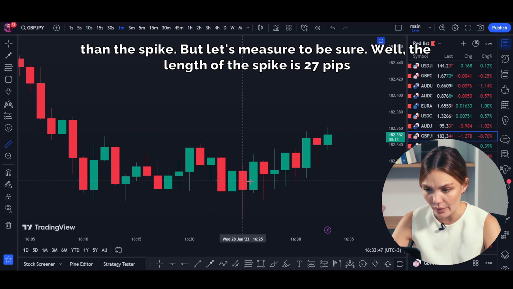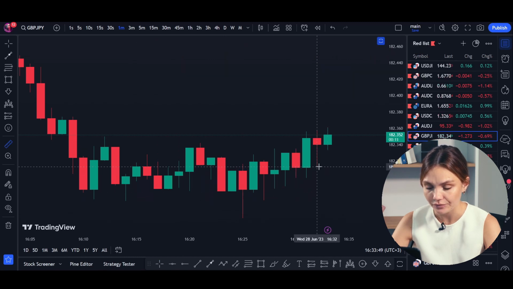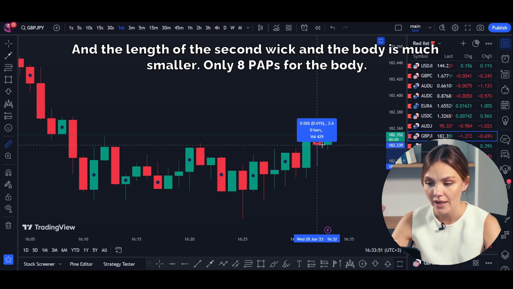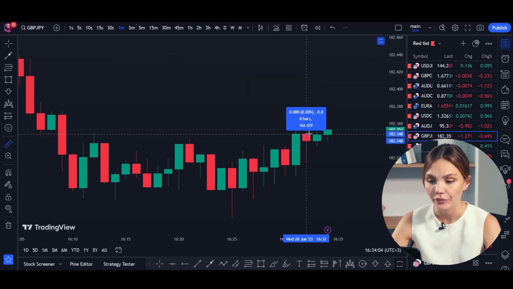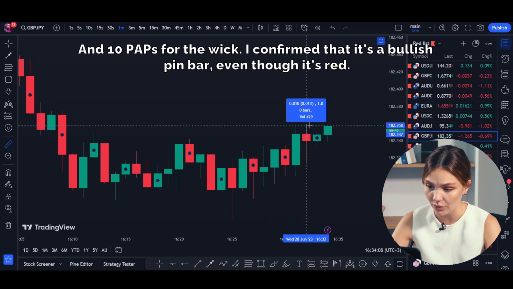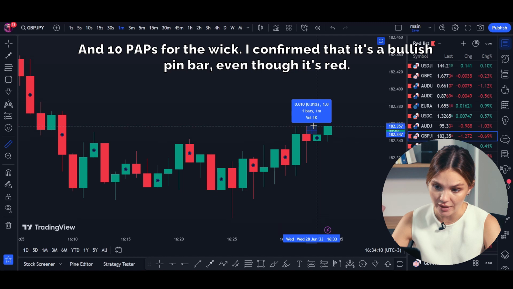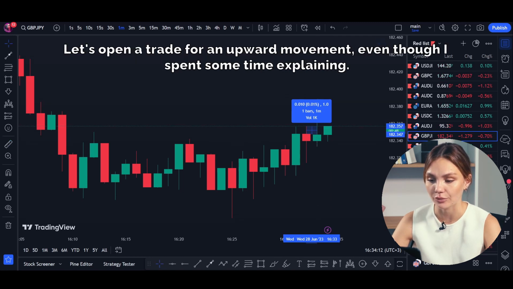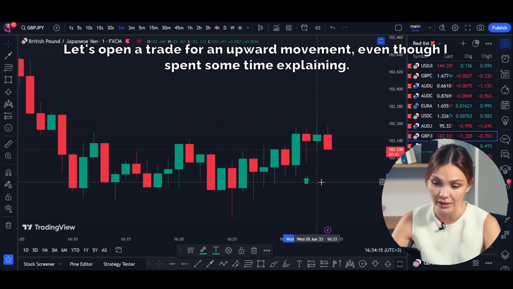Well, the length of the spike is 27 pips, and the length of the second wick and the body is much smaller. Only 8 pips for the body, and 10 pips for the wick. I confirm that it's a bullish pin bar, even though it's red. Let's open a trade for an upward movement, even though I spent some time explaining.